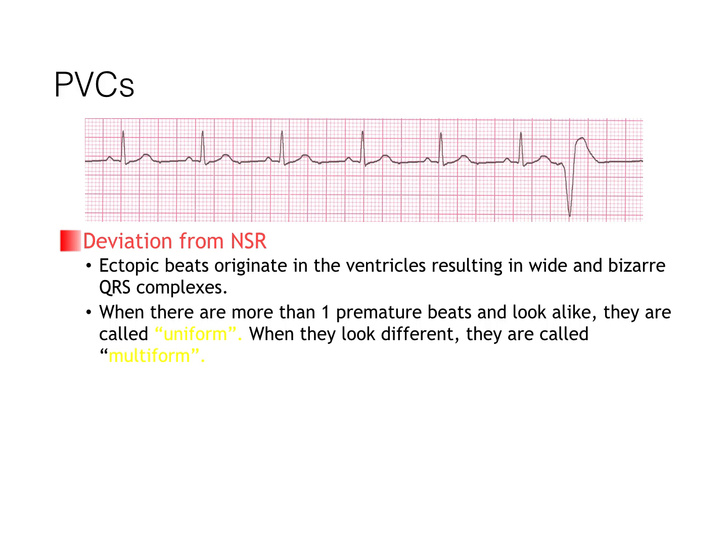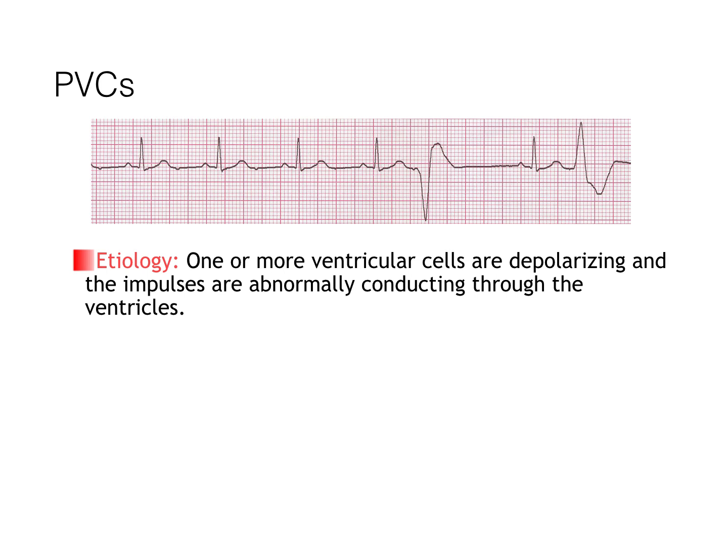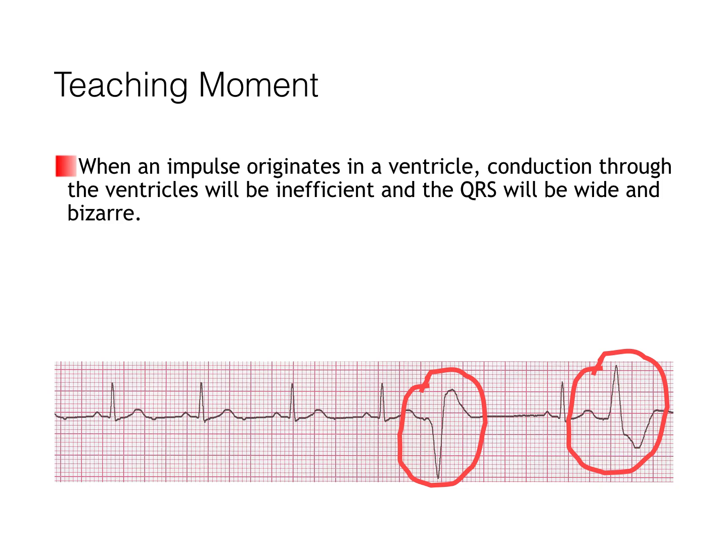Ectopic beats originate in the ventricles, resulting in a wide and bizarre QRS complex. When there is more than one premature beat and they look alike, they are called uniform. When they look different, they are called multiform. What causes PVCs? One or more ventricular cells are depolarizing and the impulse is abnormally conducted through the ventricles. When an impulse originates in a ventricle, conduction through the ventricles will be inefficient and the QRS will be wide and bizarre.